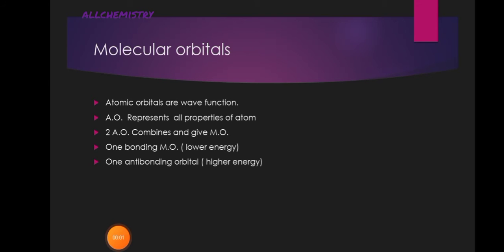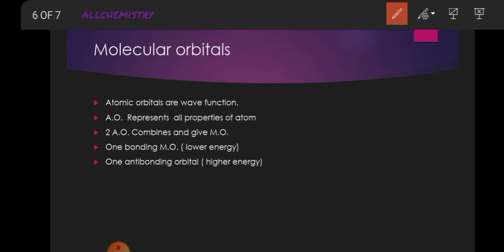So first of all, what are molecular orbitals? Before going to molecular orbitals, I would like to say atomic orbitals are actually wave functions. Atomic orbitals represent properties of an atom. Now, suppose here is a p orbital. For a p orbital, we draw it like that. Suppose this is pz. In the pz orbital there is a nodal point where no electron is present. This is the nodal point.